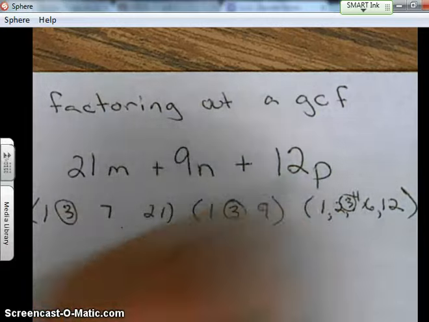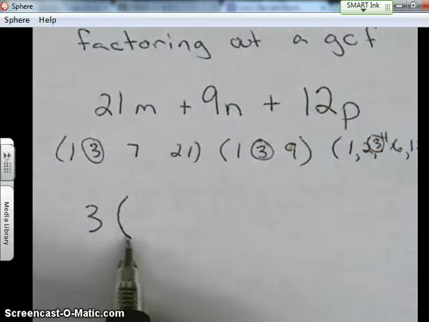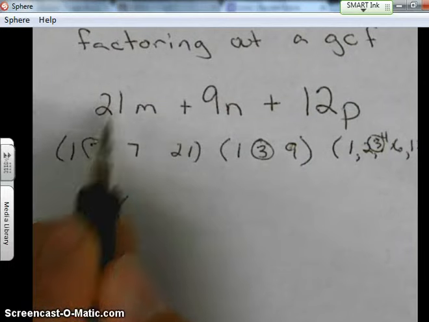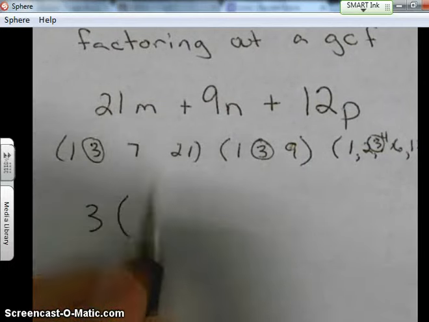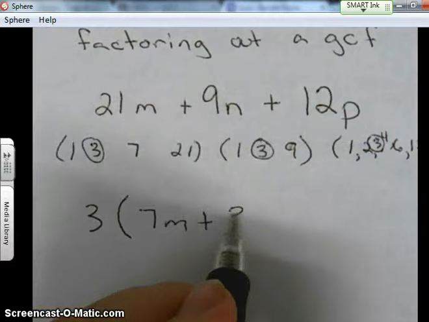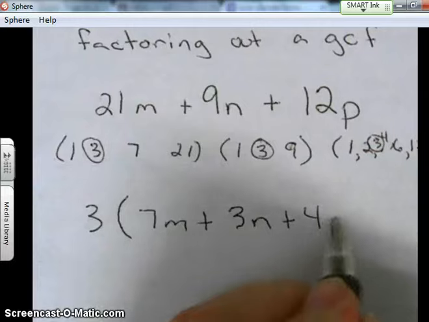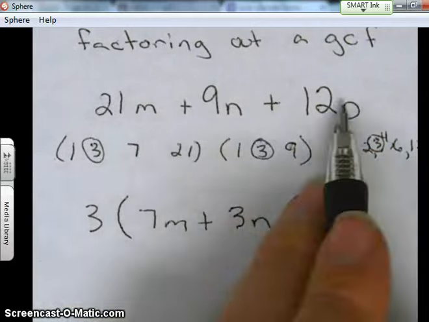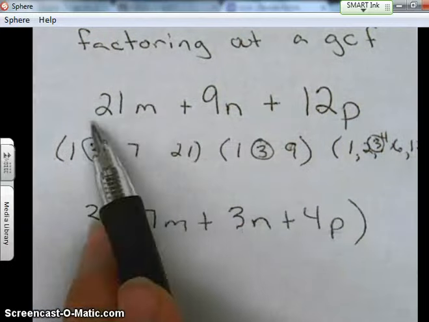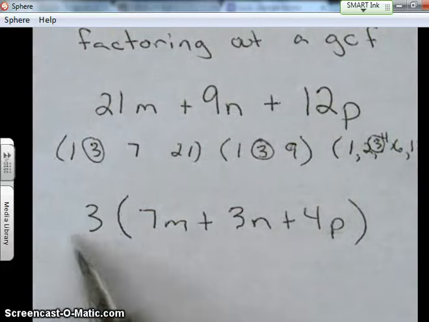So factoring out that, what you do is you put that factor on the outside, open up a parentheses, and then we go ahead and divide. So 3 times what is 21? 3 times 7. 3 goes into 9 3 times. 3 goes into 12 4 times. Now notice the letters just came down. We don't have any common letters, and we'll talk about that in the next example. So I just factored this by factoring out a 3, the greatest common factor. So there's example 1.